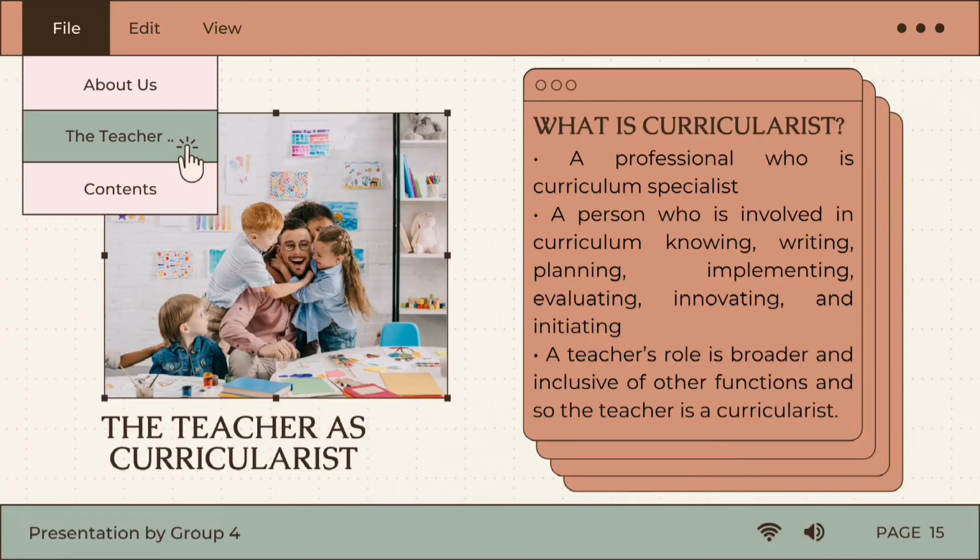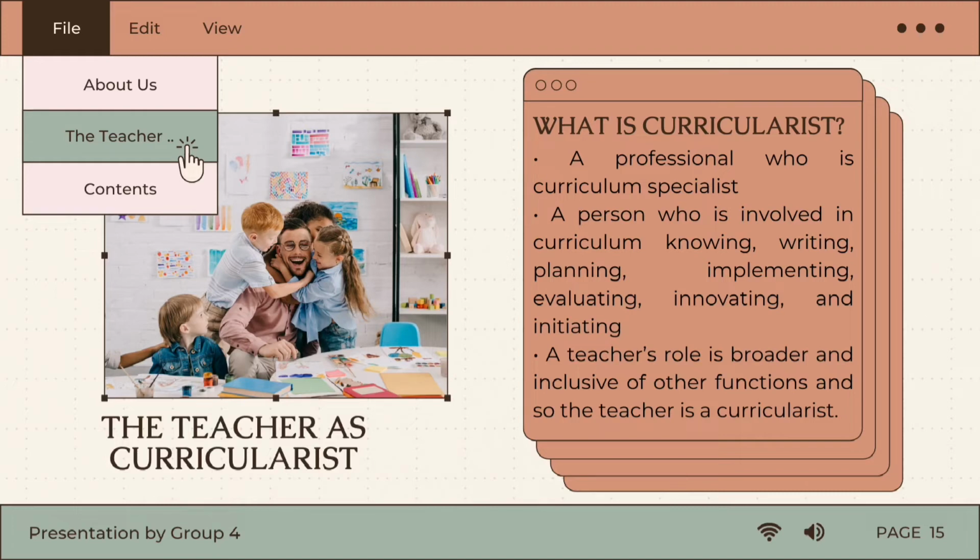Good morning, everyone. So my topic for today is curriculum and the teacher as curricularist. So what is a curricularist? A curricularist is a professional who is a curriculum specialist, a person who is involved in curriculum knowing, writing, planning, implementing, evaluating, innovating, and initiating.